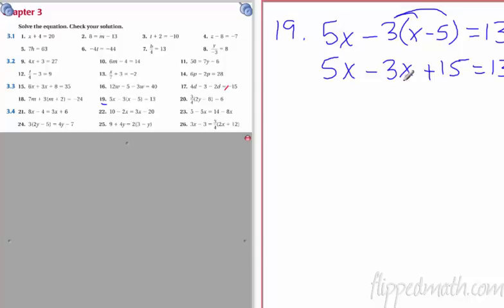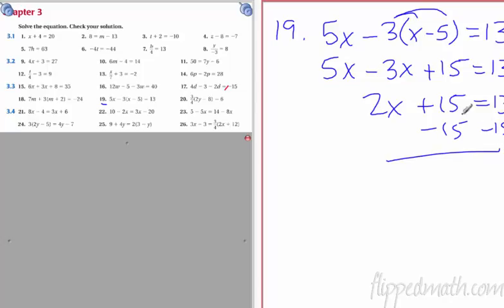We have 5x minus 3x, that's 2x, plus 15 equals 13. I'm going to subtract 15 from each side. They cancel out. We're going to get 2x equals negative 2. You divide both sides by 2, x will equal negative 1. All right, so there's our answer for number 19.